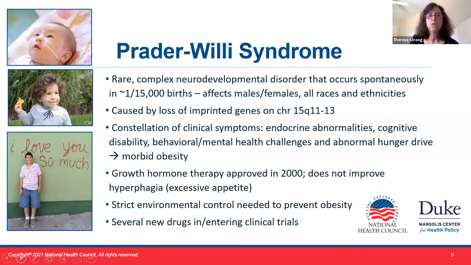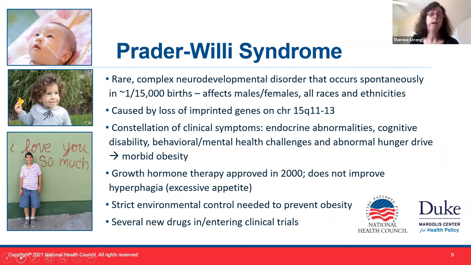It's a rare neurodevelopmental disorder that occurs in about 1 in 15,000 live births. And it has a known genetic cause. Sometimes chromosome 15 gets disrupted and that causes PWS. It affects males and females and all races and ethnicities. There are a lot of symptoms that go along with PWS: endocrine abnormalities, cognitive disability, some behavioral and mental health challenges as well. But one of the really distinctive features is an abnormality in regulating hunger.